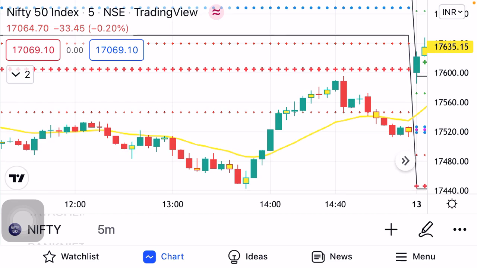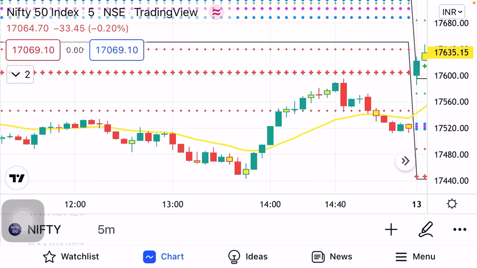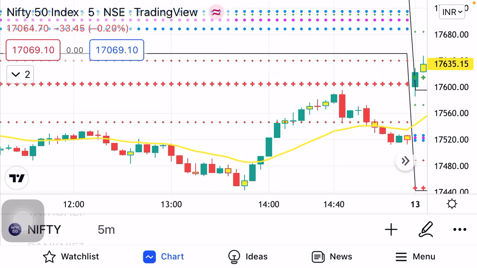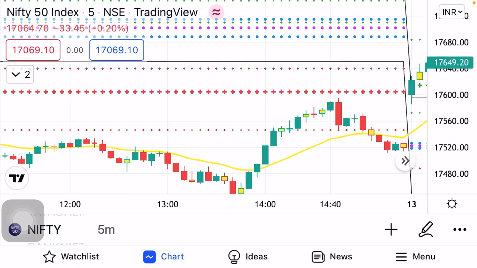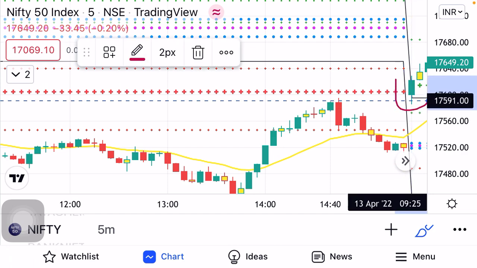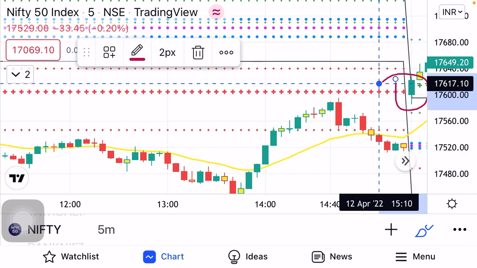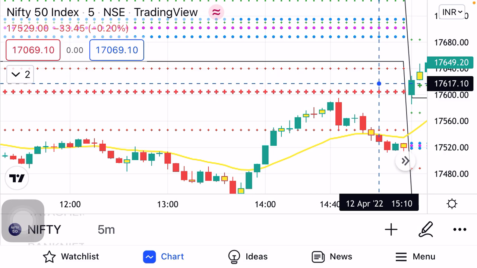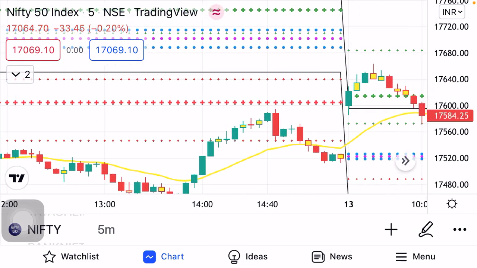And see, here the CPR is narrow and the closing of the first 5 minutes candle has crossed H4, right? If the first 5 minutes candle has crossed H4, we'll definitely go for a call position and the target will be H5. This is the best accurate setup where we can easily get our target and the trade will be over for that day.